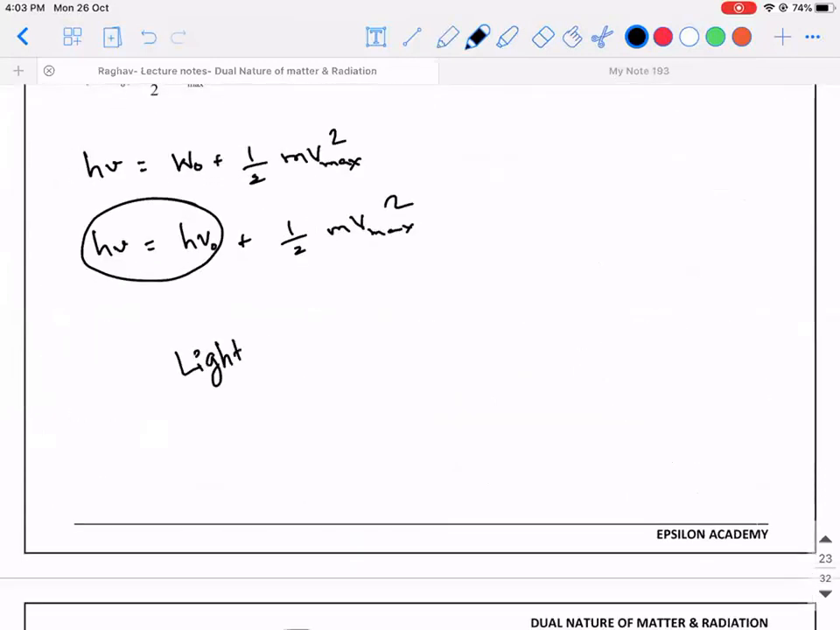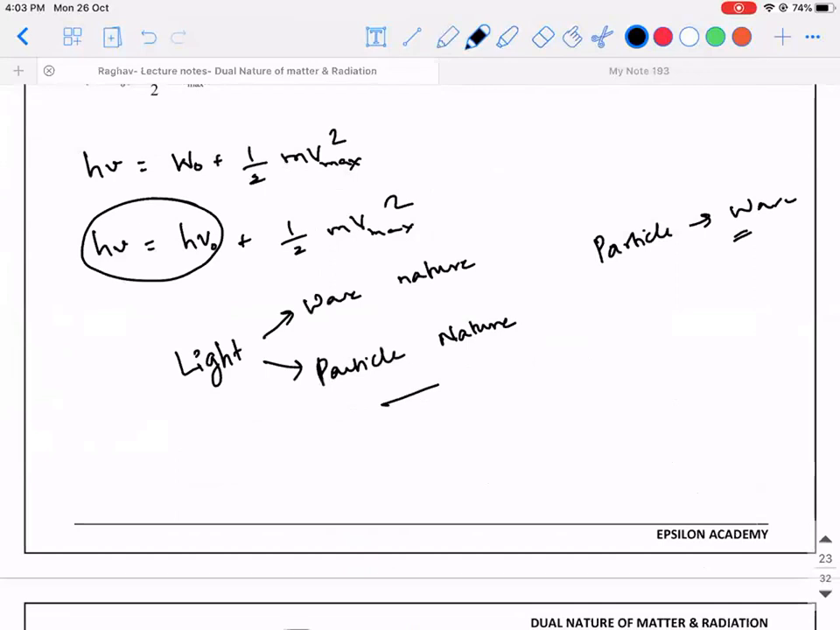When light has wave nature and particle nature, right? When light can behave like a particle, the question that arises is the vice versa. That is, will a particle be able to behave like a wave? Will there be anything like wave properties associated to a particle? That is the meaning of dual nature of matter.